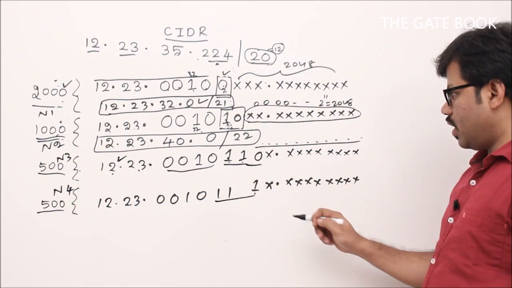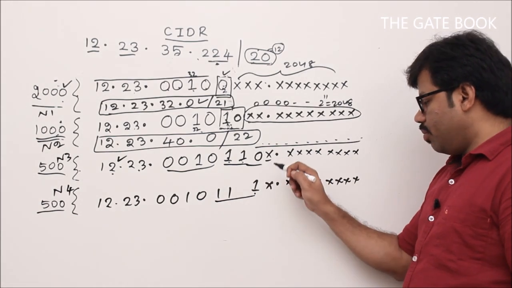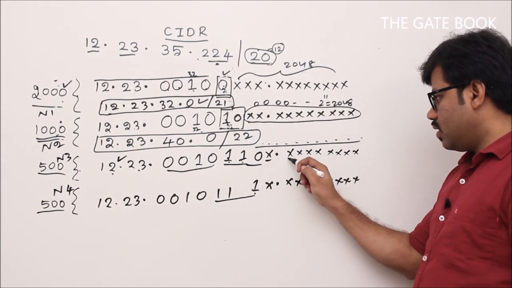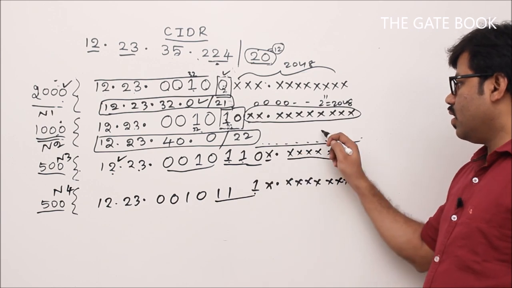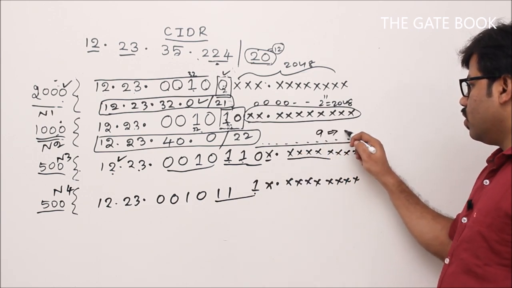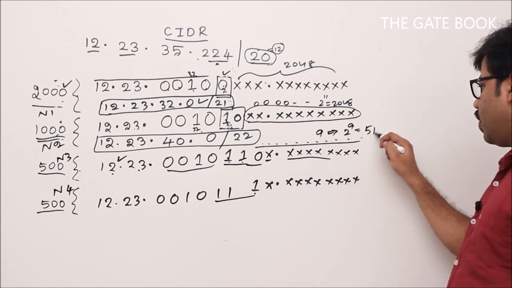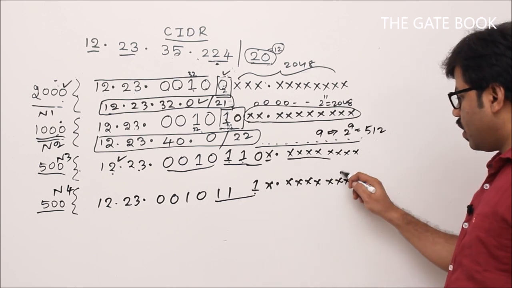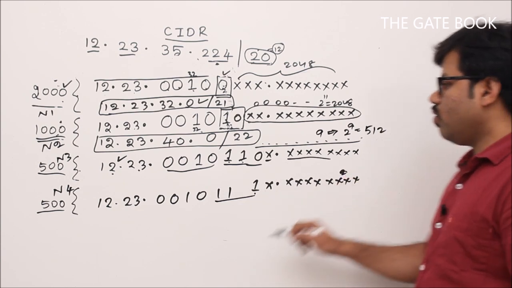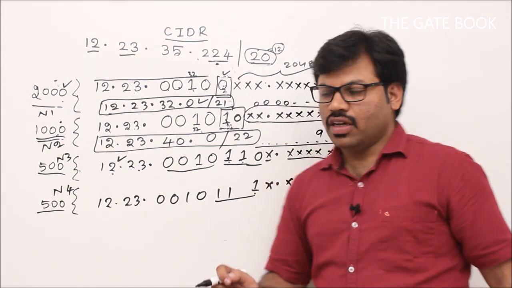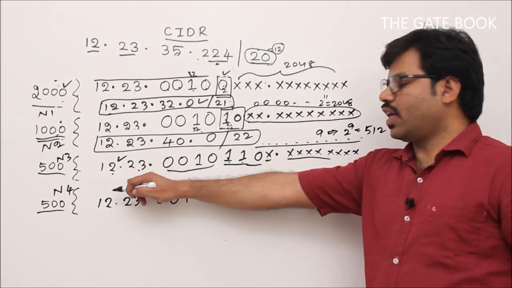Now let me ask question number 1. How many variable bits do we have? 1 here, 8 here. 8 plus 1, 9. Then 9 bits can generate 2 power 9 patterns, which is 512. Here also these 9 bits are going to generate 512 patterns. So 500, 500 is sufficient, correct?